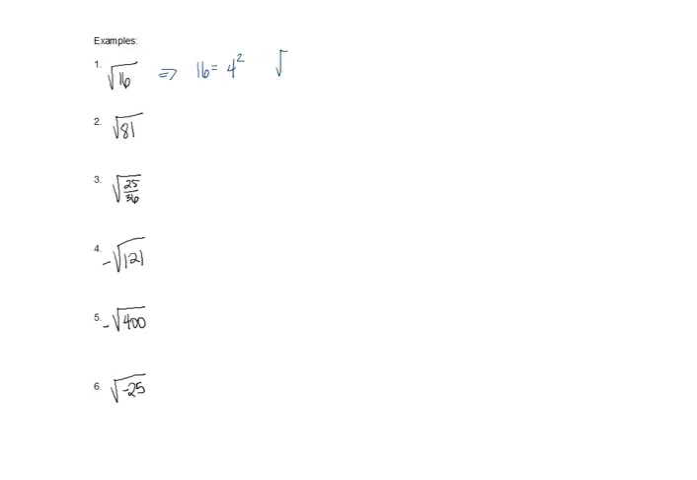The same here with 81. We know 81 is 9 squared. So when we take the square root of 81, we can say that's the square root of 9 squared, which is just going to be 9.